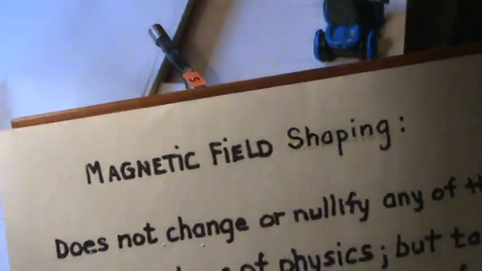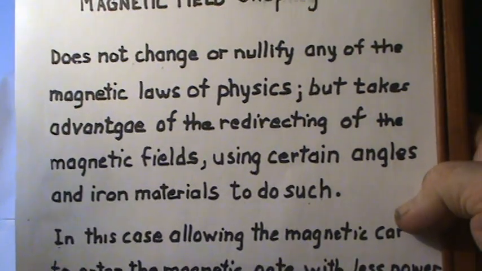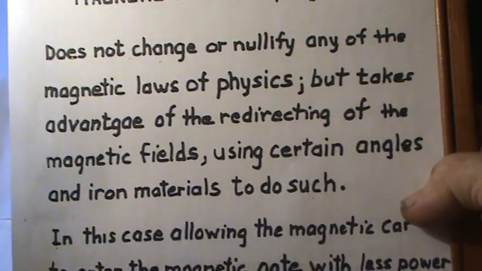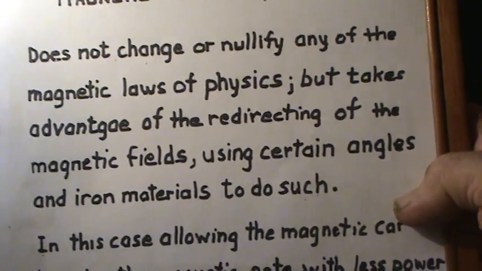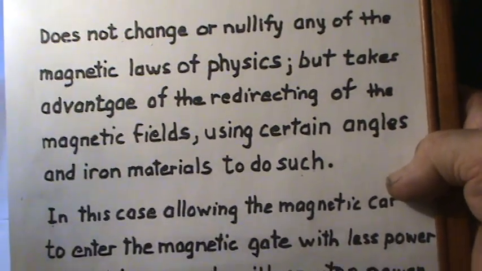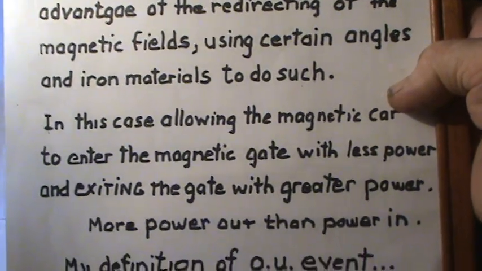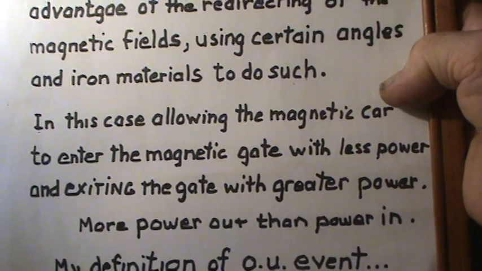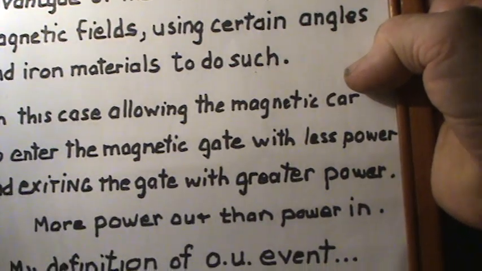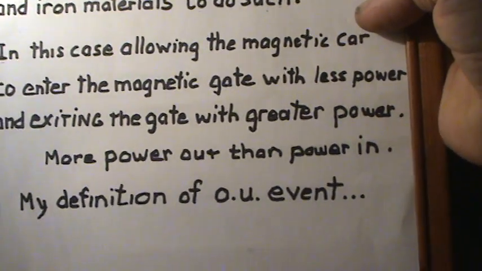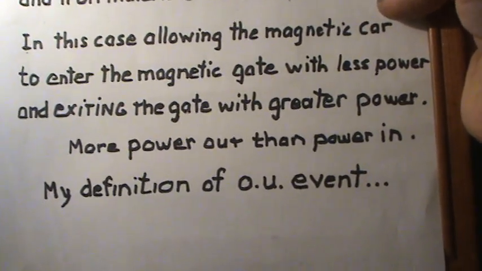This is the magnetic field shaping that I've been working with. It does not change or nullify any of the magnetic laws of physics. It takes advantage of the redirecting of the magnetic fields using certain angles and iron materials to do such. In this case, allowing the magnetic car to enter the magnetic gate with less power and exiting the gate with greater power. More power out than power in. That is my definition of over unity event.